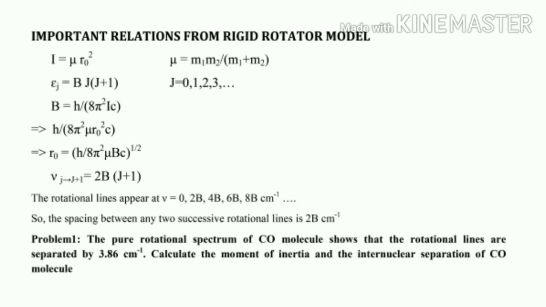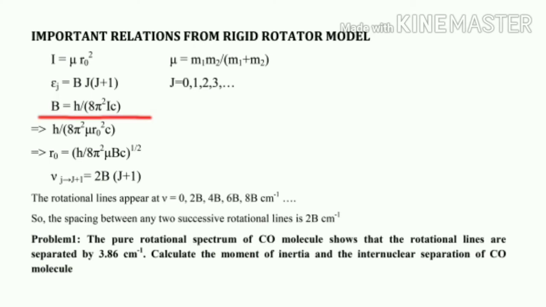We will see some important relations obtained from the rigid rotator model. The moment of inertia I is related to the reduced mass and the equilibrium internuclear distance, that is I is equal to mu r0 square, where mu is the reduced mass given by m1 m2 divided by m1 plus m2. The energy in wave number for the rotational energy level J is given by epsilon J equal to B into J(J plus 1), where J is called the rotational quantum number and its values are 0, 1, 2, 3 and so on.